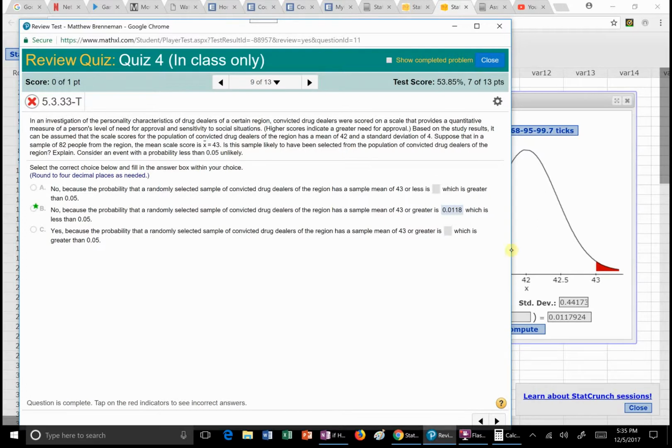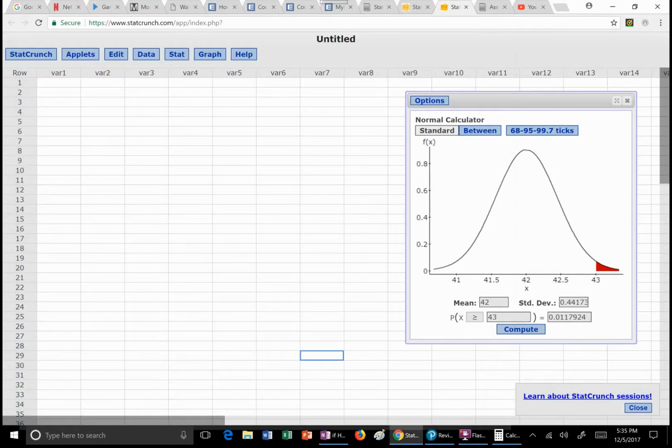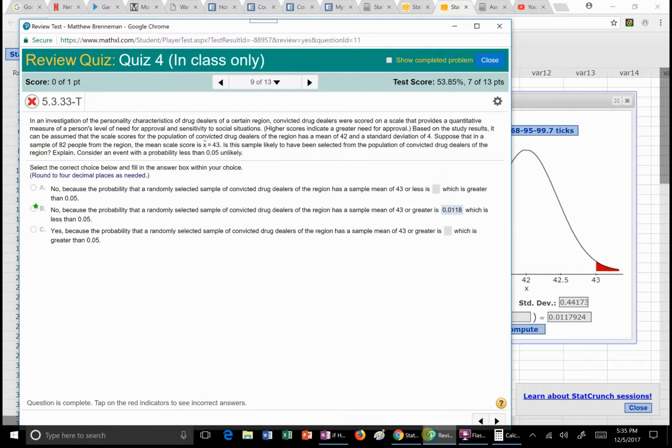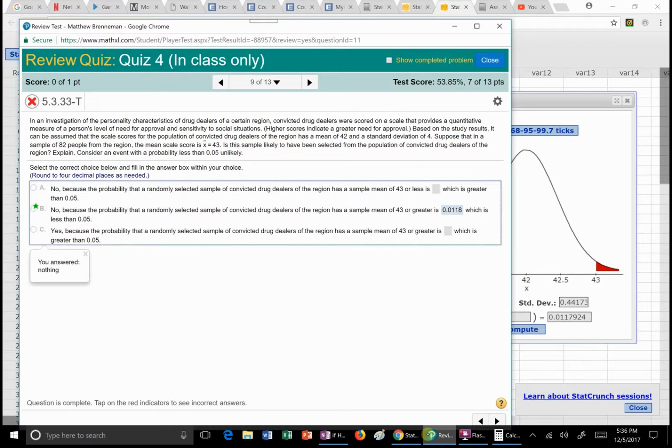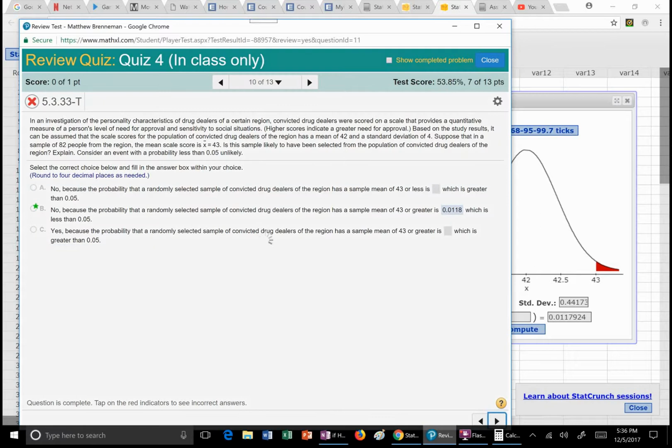We wouldn't be testing to see if it's less than, okay? We wouldn't be testing the probability in the tail. The last one, yes, because the probability that a randomly selected sample has a sample mean of 43 or greater is greater than 0.05, and it's not. It's less than 0.05, so it would have to be B. They're not doing a two-tailed test, but notice that comes out in the questions because the questions are only looking at greater than. So here we're only looking at one tail. Okay.